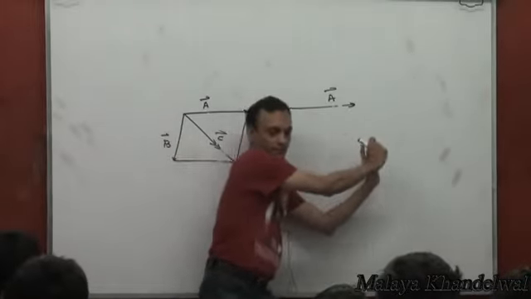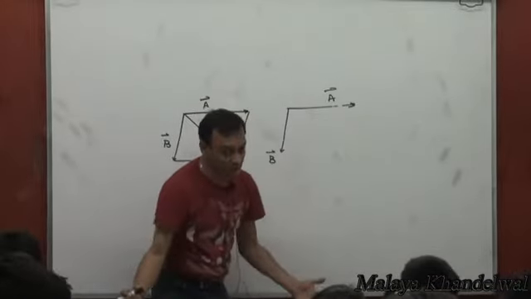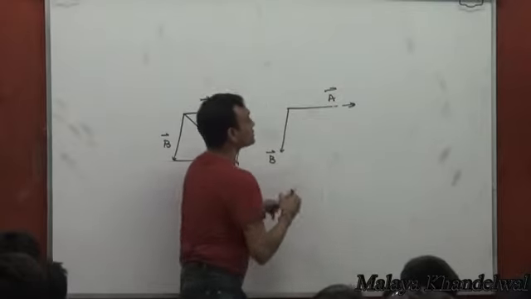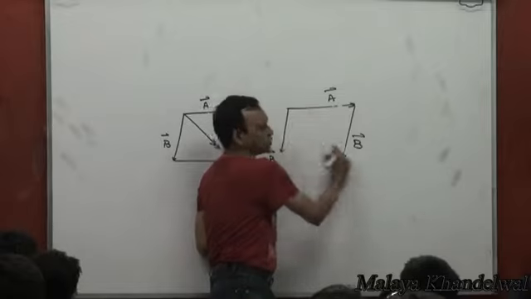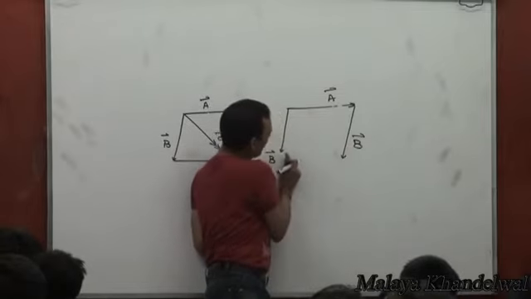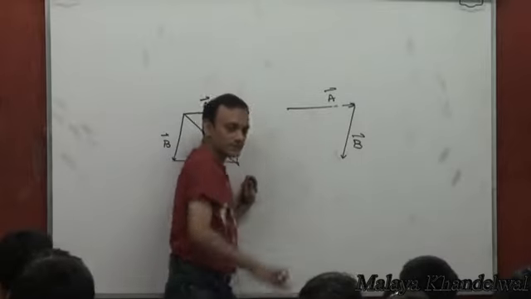I can move B parallel to itself without altering its effect. If I move B parallel to itself, well, then I could have moved B like this. I could have moved B to this position, yes or no? Which is the same as B being in this position. So I get rid of this.